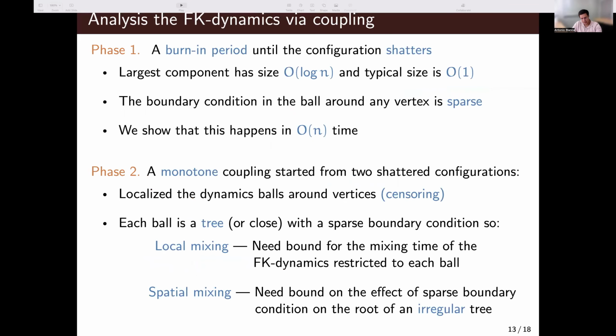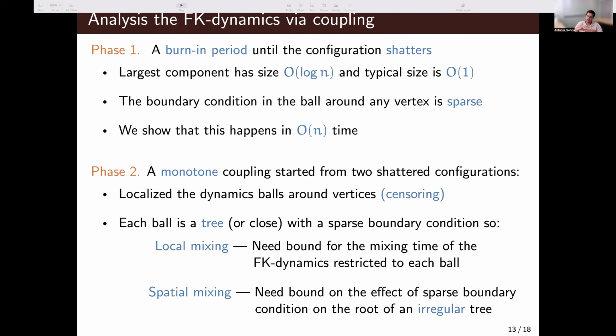Okay, so now let's do a quick sketch of the proof. The proof is a coupling proof. We will design a coupling of the FK dynamics, and we will bound the coupling time. This coupling will have two phases. The first phase is what is called a burn-in phase, which means that we'll run two copies of the chain independently, until the chain achieves some nice property that we can exploit to further analyze the coupling. In this burn-in period, the goal is to wait until the configuration shatters.